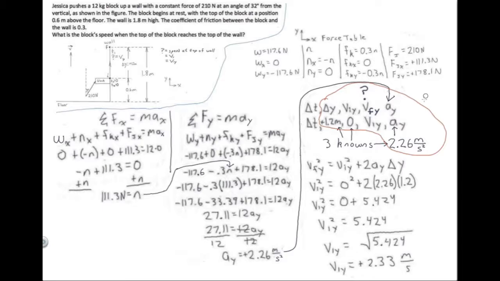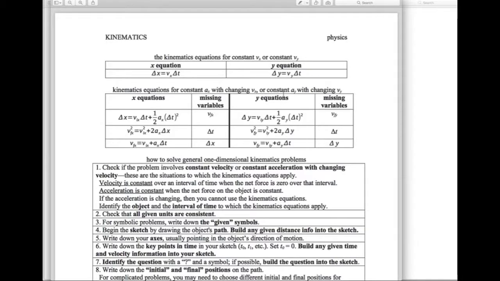We want an equation that includes delta y, v initial y, and a sub y, because those are the variables we know, and we want an equation that includes v final y, because that's what we need to figure out. So the one variable that we do not care about is delta t. So let's pick a kinematics equation that's missing delta t. On the kinematics handout, we used this box to find the kinematics equations for constant acceleration with changing velocity. And the equation that is missing delta t is this equation.